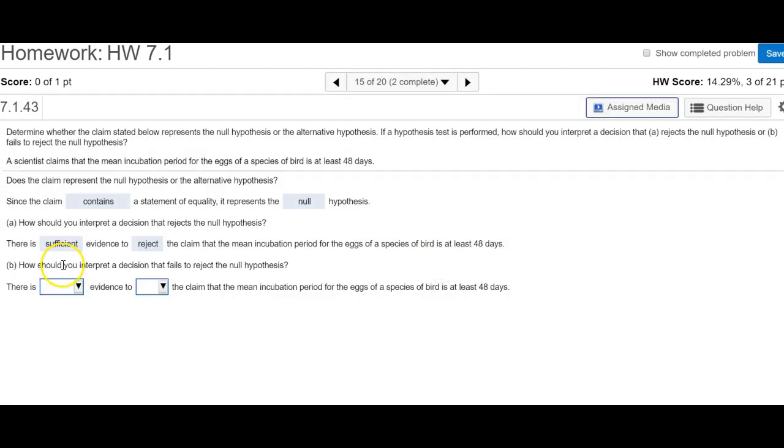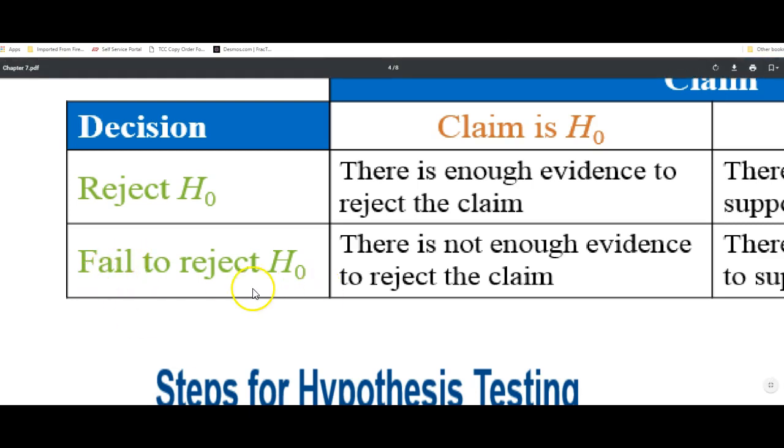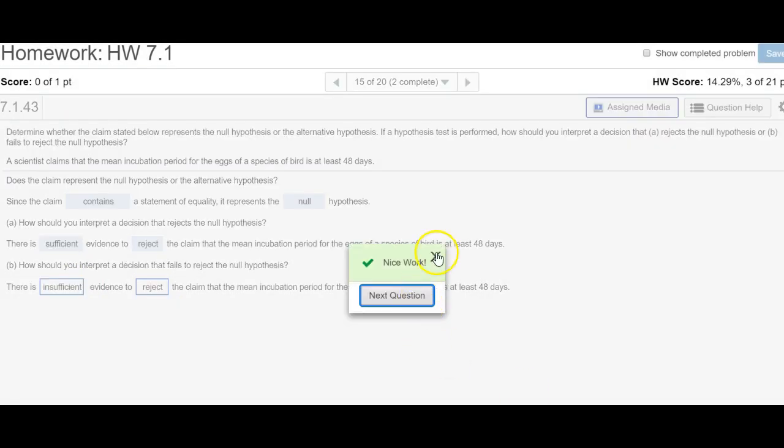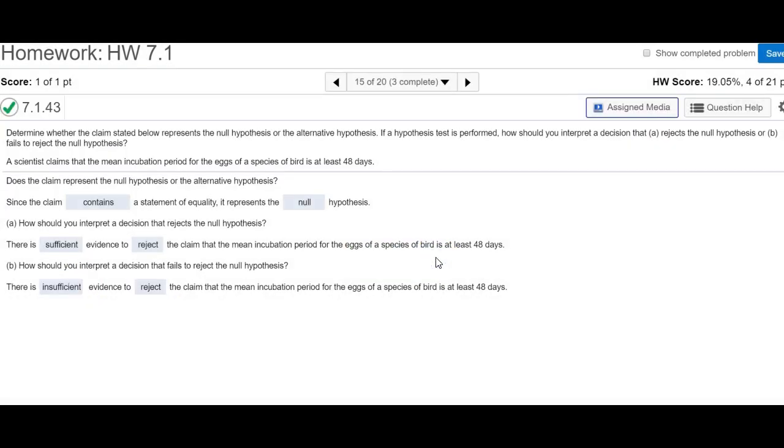Very good. Now they're asking me, how do I interpret if I fail to reject the null hypothesis, which is exactly the second column. There is not enough evidence to reject the claim. There is insufficient evidence to reject the claim. Check answer. Very good. Okay, if you're confused, pause, go back and see.